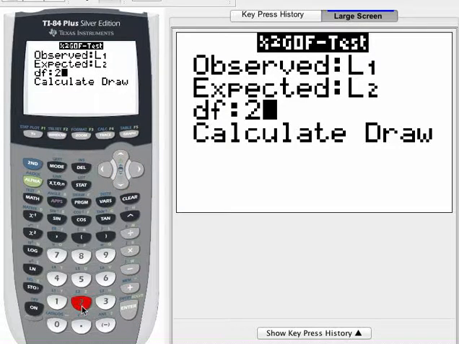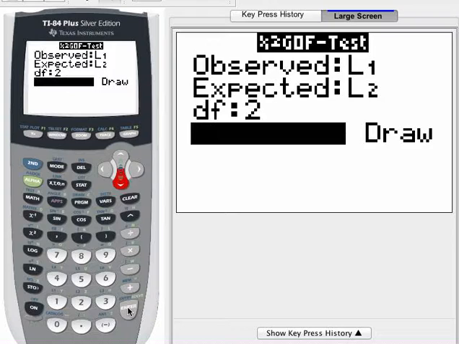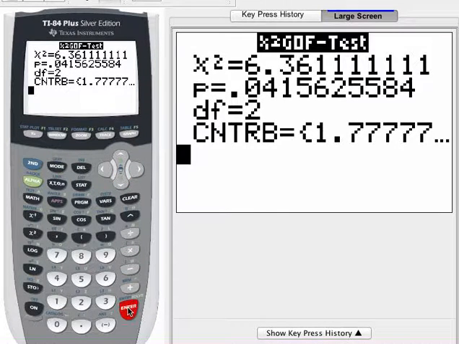We can confirm what's on the handout already. There we go. So the chi-squared statistic, as on the handout, is 6.361, and the p-value is 0.0416. This will work the same way if you're using the command or if you're using the calculator program, which I put on some of the TI-83s.